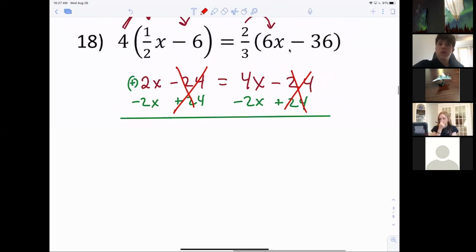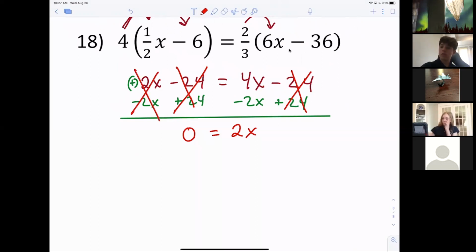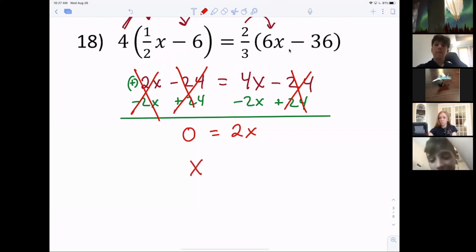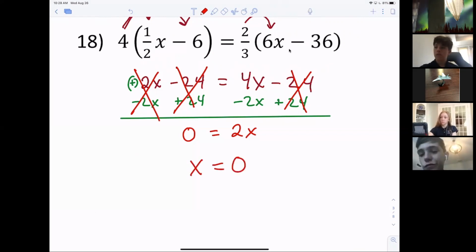That gives me 0 is equal to 2x. So 0 is equal to 2x. Everything on the left side canceled out to 0. So now the question is basically what times 2 is 0? And the answer is 0 is an answer. It is possible. So if I divide both sides by 2, I just end up with x equals 0. All right, that's a great question. X equals 0. All right, lots of steps.